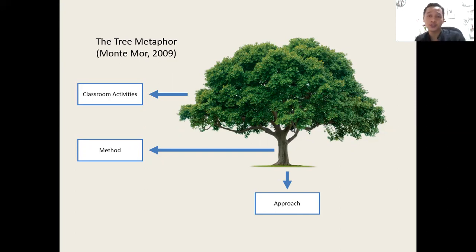From these pictures, when people see a tree, they will see the leaves, which are the dominant part in the tree. So students will see your classroom activities in the classroom and teaching. So your classroom activities must be good. They have to be well planned with the method that you have chosen, and also your assumptions of language, choosing the right approach.